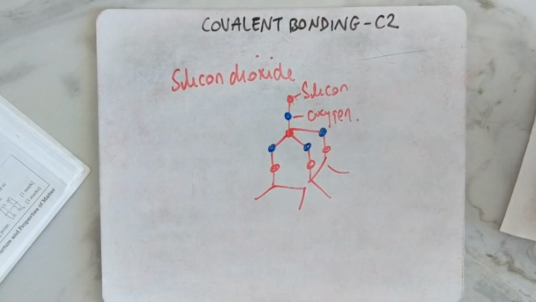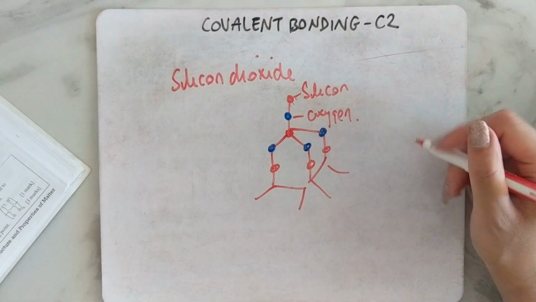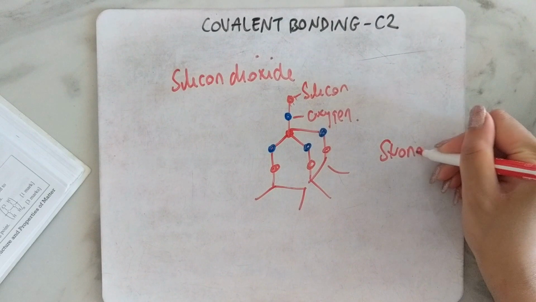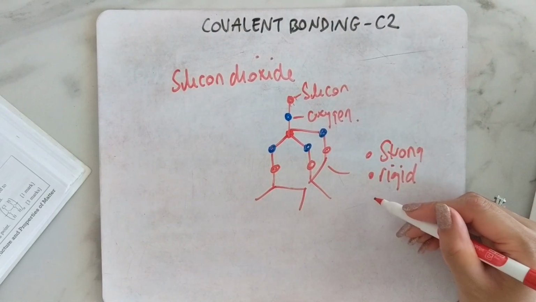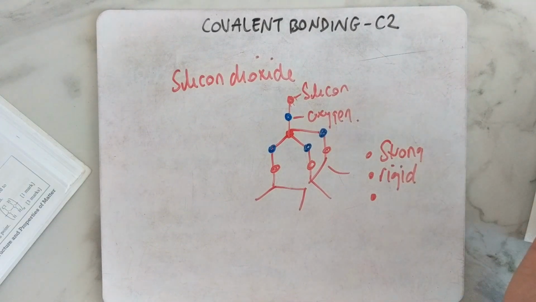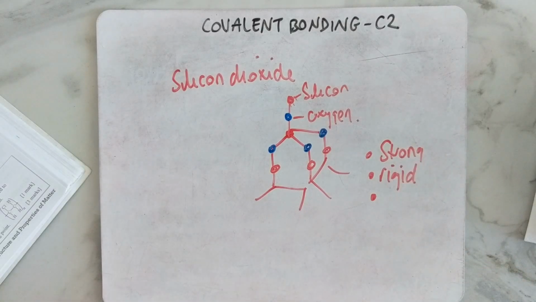So again, you've got that same structure as diamond, and that's why silicon dioxide is very strong, rigid, again is a giant covalent structure. So only difference, not carbon, it's made of silicon and oxygen.